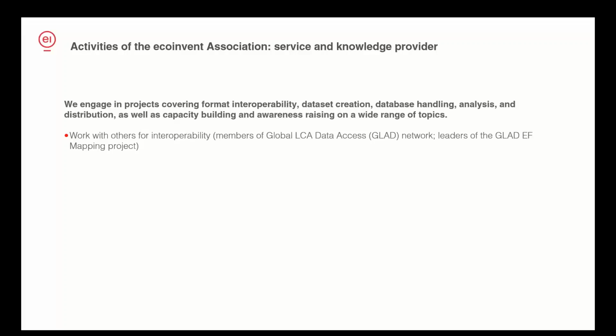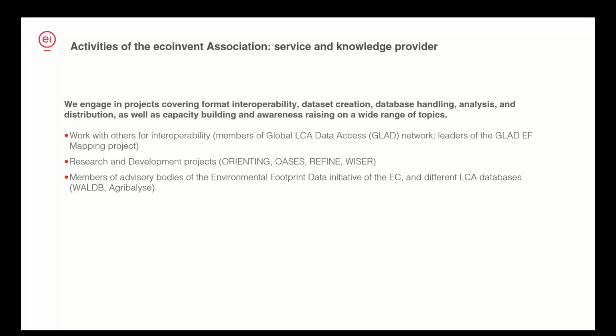As some examples of that, we work hard with others, pushing for interoperability. We are members of the GLAD network. We were the coordinators of the GLAD EF mapping project that aimed at mapping different elementary exchanges lists from different databases together. We participate in different research and development projects, which each, on their side, try to push for interoperability or for new aspects of life cycle assessment. We are members of the different advisory bodies of the PEF initiative from the European Commission. So we sit in the technical advisory board, but also in the different working groups.